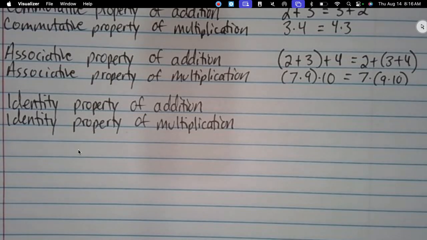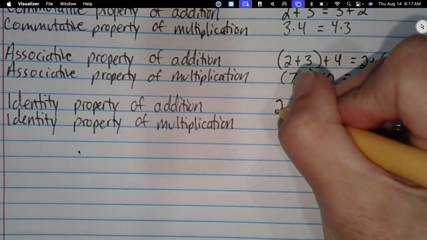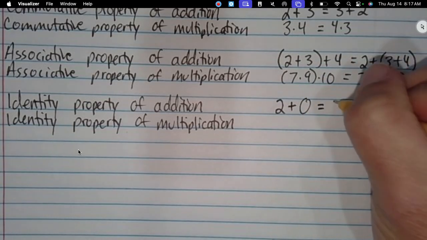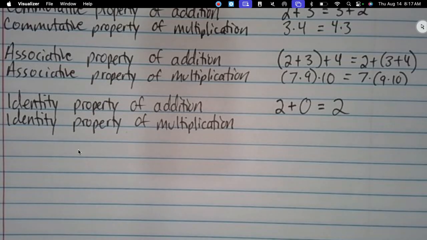All right, so identity, while y'all write that, when you look in the mirror, what do you see? Yourself. Okay, that's who you are. That's your identity. So on this one, when you start with a number and you get that number back, that's identity property. So if I'm adding, somebody give me a number. 2. Okay, if I'm adding, what would I need to add to 2 to get 2? 0. That is identity property. You get the same thing back. 2 plus 0 is 2.